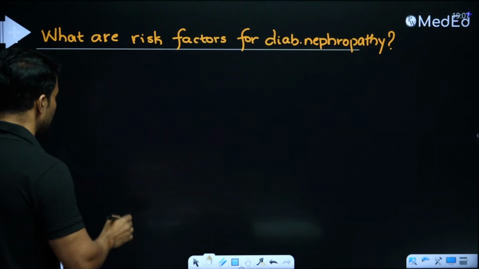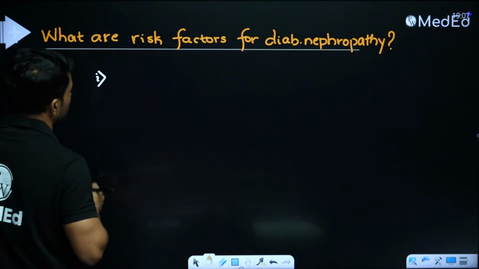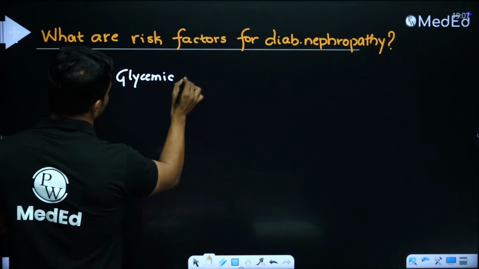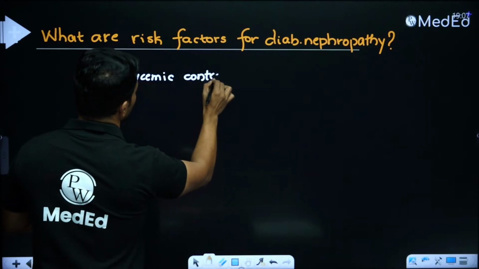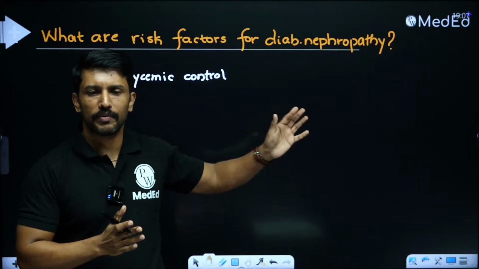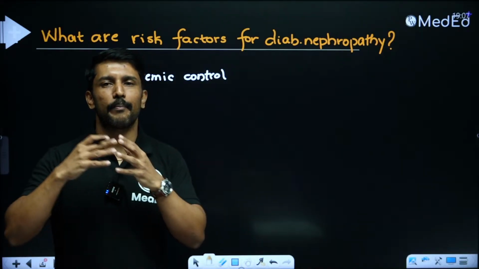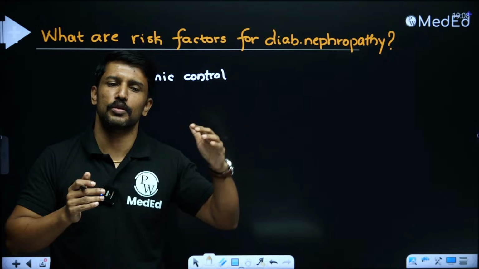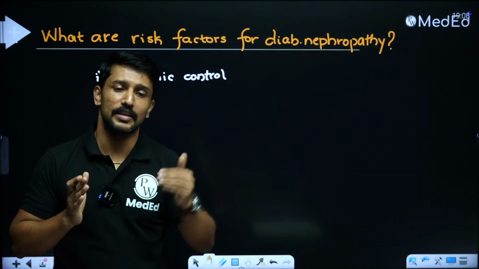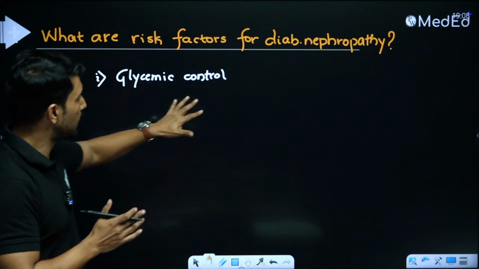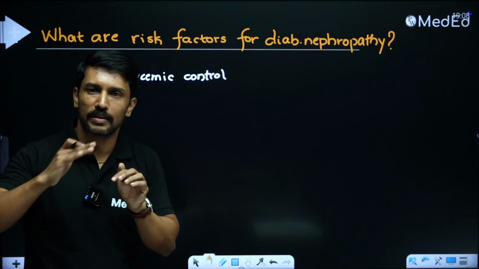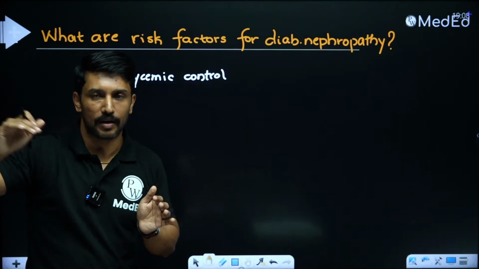Of course, the number one and the single most important, the first and the most important risk factor is the glycemic control. So better is the blood glucose control, lesser chances that you will develop the diabetic nephropathy. So someone with HbA1c 7 or less has much less chance of developing diabetic nephropathy than someone with HbA1c 10. Someone with HbA1c 10 has less chance than someone with HbA1c 12. So glycemic control is an important risk factor. The HbA1c level more than 7 significantly starts increasing the risk of developing diabetic nephropathy.